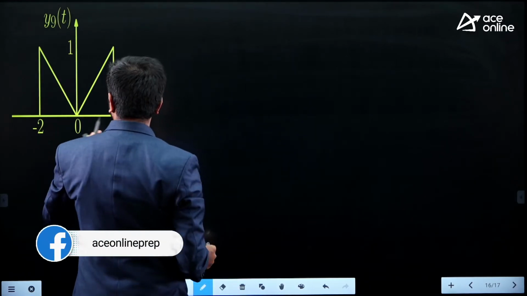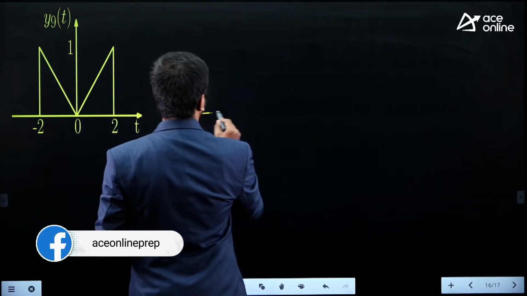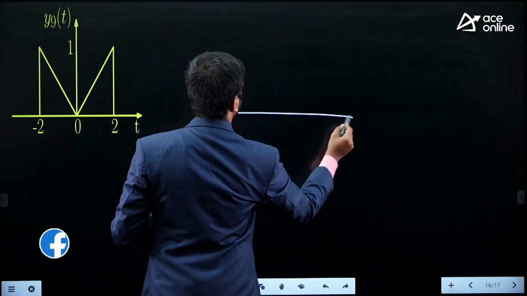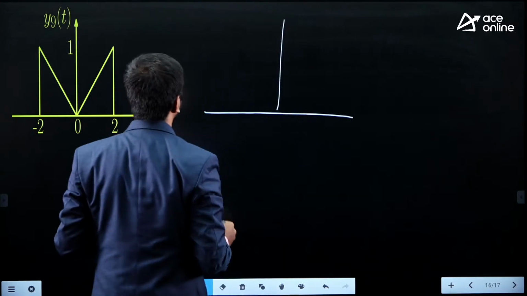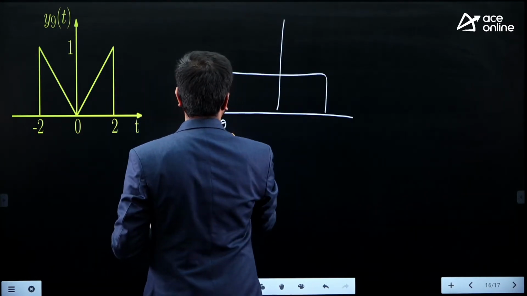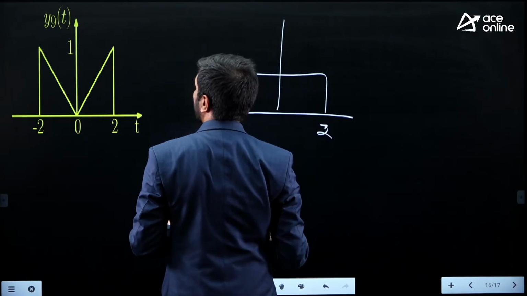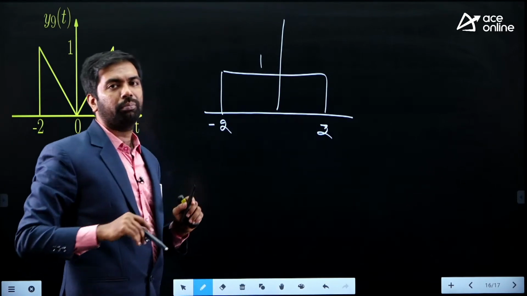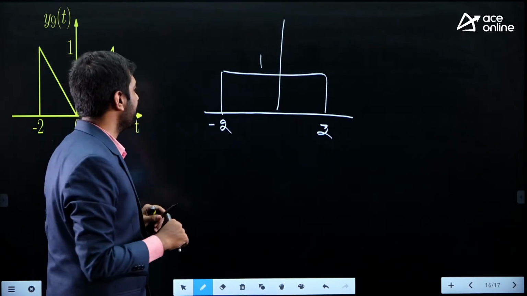Now this is from -2 to 2. Let me take a rectangular pulse which is from -2 to 2. Let me take the amplitude as 1. Okay, this is a rectangular pulse from -2 to 2.